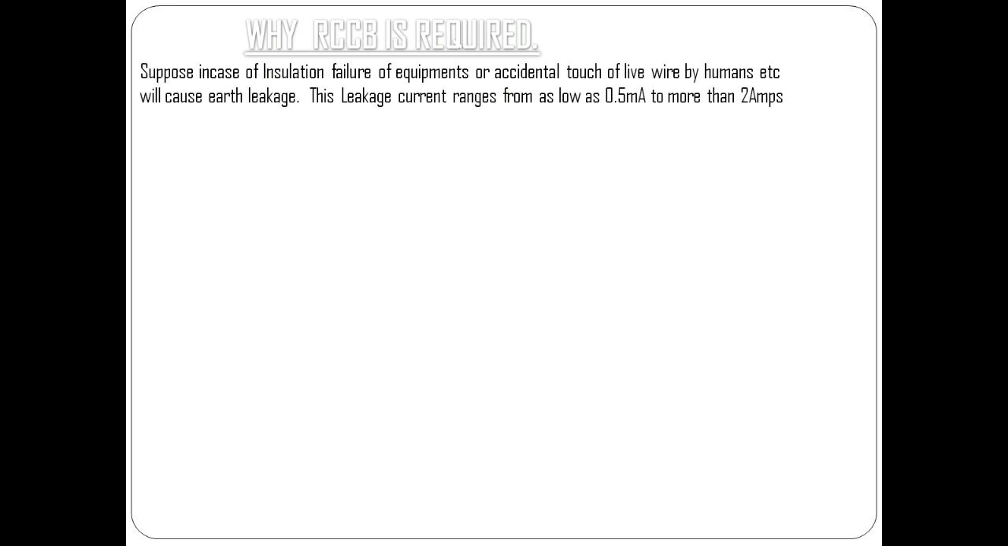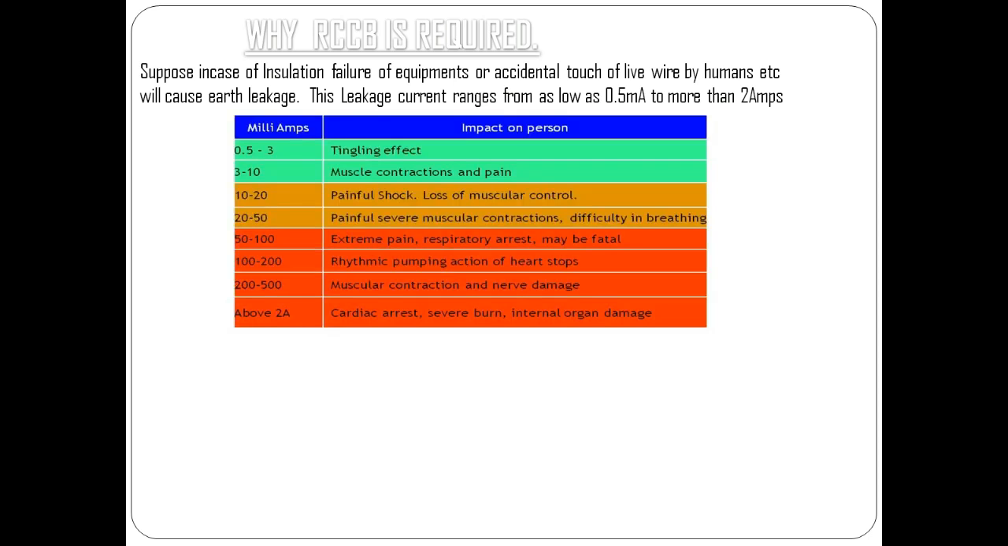It may be seen that it is a very low amount of current, but many researches have been done, and the amount of leakage current and its corresponding impact on humans is tabulated below. You can see here 0.5 to 3 milliamps will cause a tingling effect, and around 3 to 10 milliamps causes muscle contractions and pain. 10 to 20 milliamps causes painful shock and loss of muscular control, and 20 to 50 milliamps causes painful severe muscular contractions and difficulty in breathing. That is, difficulty in breathing starts from 20 milliamps, and if it goes beyond 50 milliamps it may be fatal.